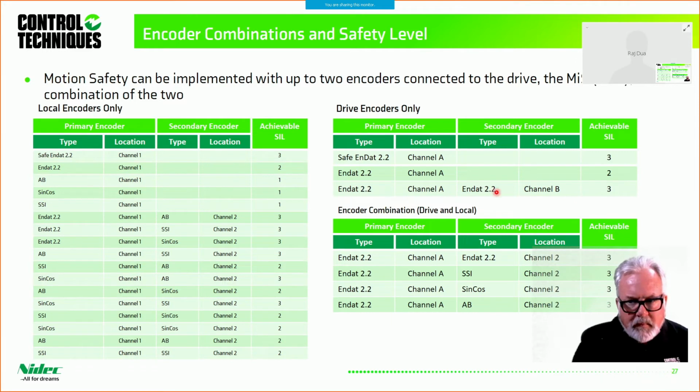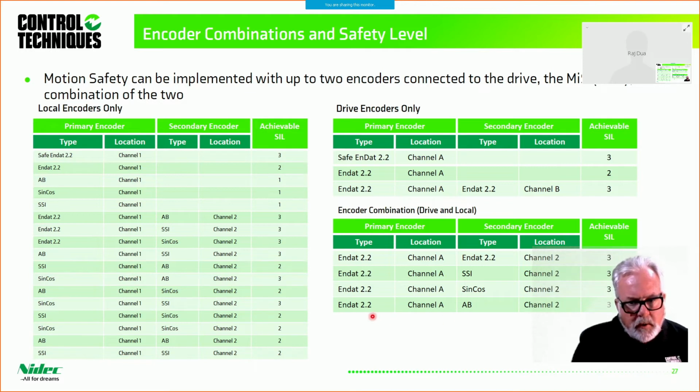Now I can add one if I want to. In fact, if I want to have a chance to get to SIL3 using this combination, I would have to add a second one and wire that to the drive itself. Well, that's what we did here. So 2 NDATs coming into the high-density 15-pin connector on the drive. Or I can go primary, secondary, drive, and local. But once again, notice NDAT 2.2, SSI, sine cos, or quadrature.